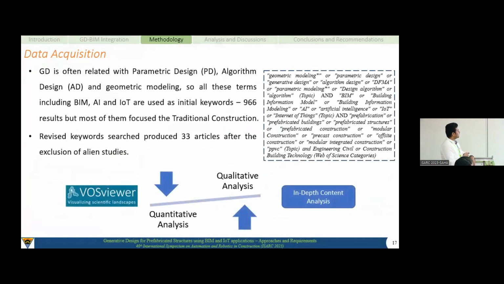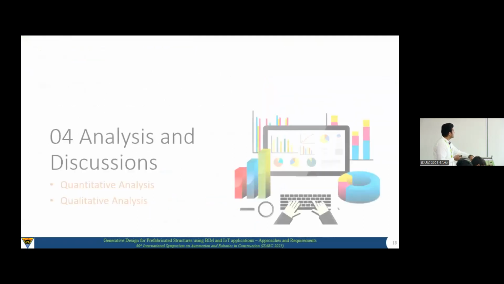GD is often related to parametric design, algorithm design, and geometric modeling. So we used all these keywords to get the articles. The revised keywords produced 33 articles after the exclusion of alien studies. And these are the studies we followed, quantitative and qualitative. In quantitative analysis, we used VOSViewer to explore the bibliometric data. And in qualitative analysis, we used in-depth analysis.